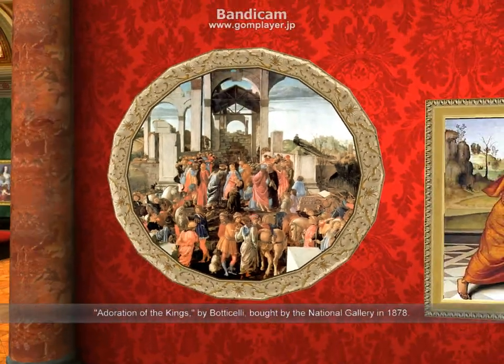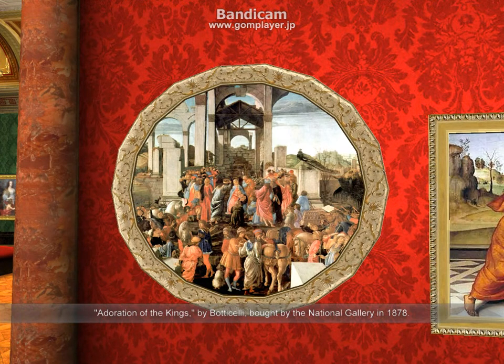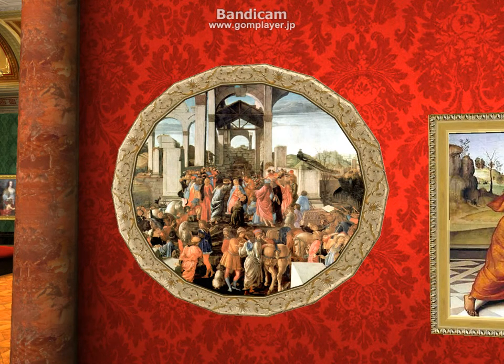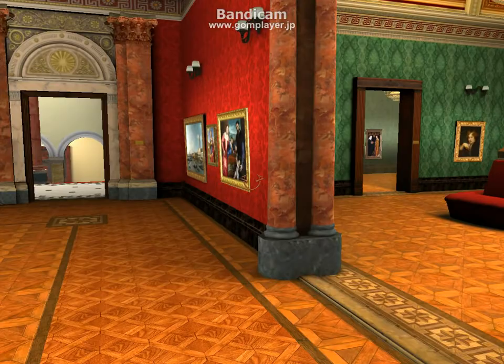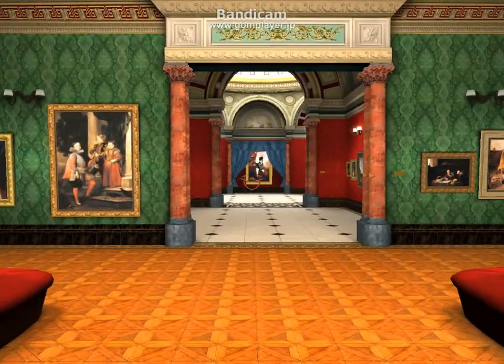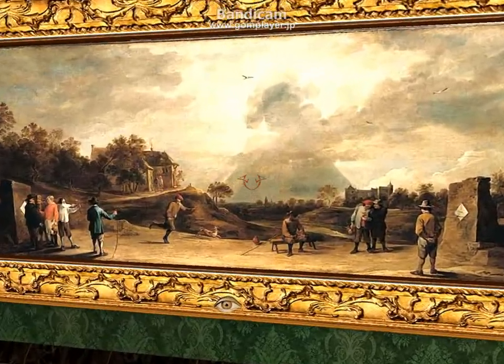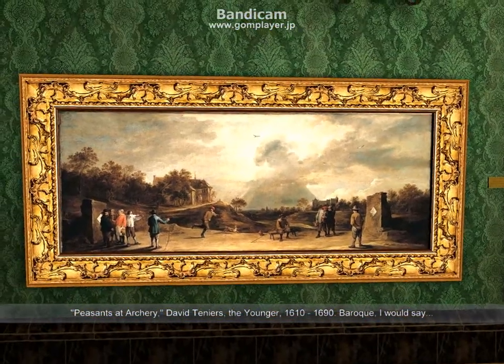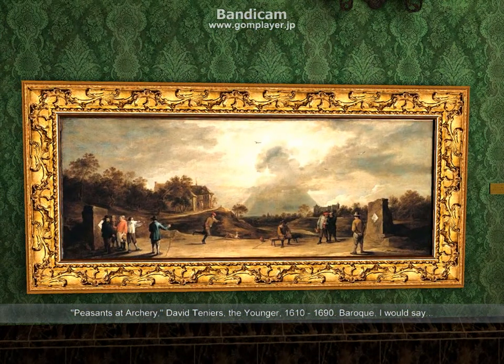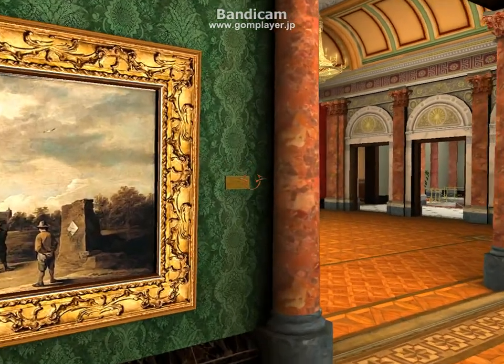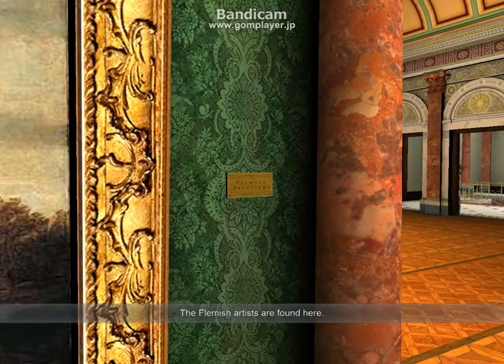Adoration of the Kings by Botticelli, bought by the National Gallery in 1878. Peasants at Archery, David Teniers the Younger, 1610 to 1690. Baroque, I would say. The Flemish artists are found here.